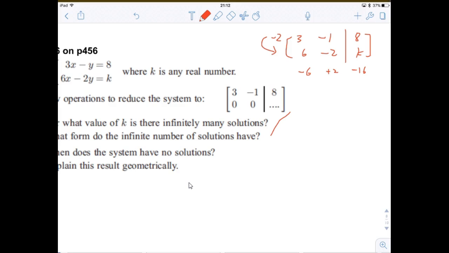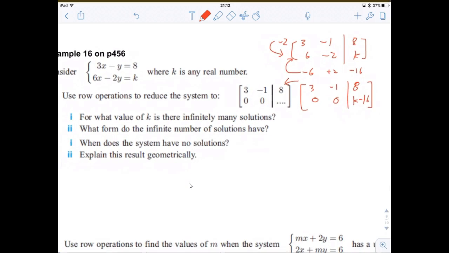So I am going to add this to the second row. I'm going to keep the first row the same, because they want us to keep it the same, right? So the second row will become 0, 0, and k minus 16, right? Okay. So what they wanted was to do that, right? Okay, so we have done that.